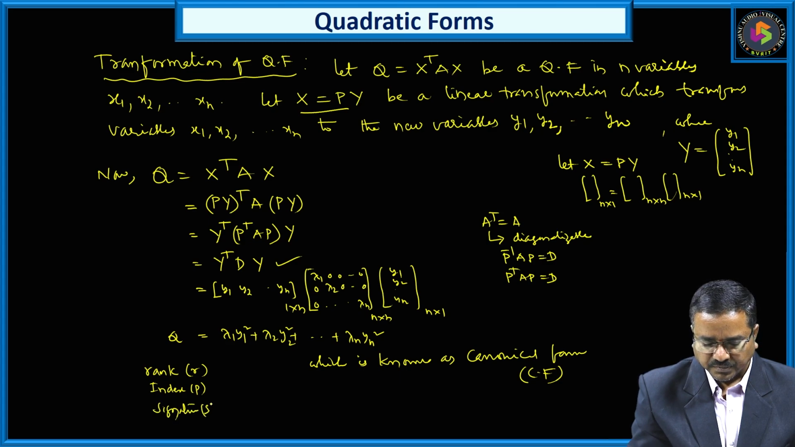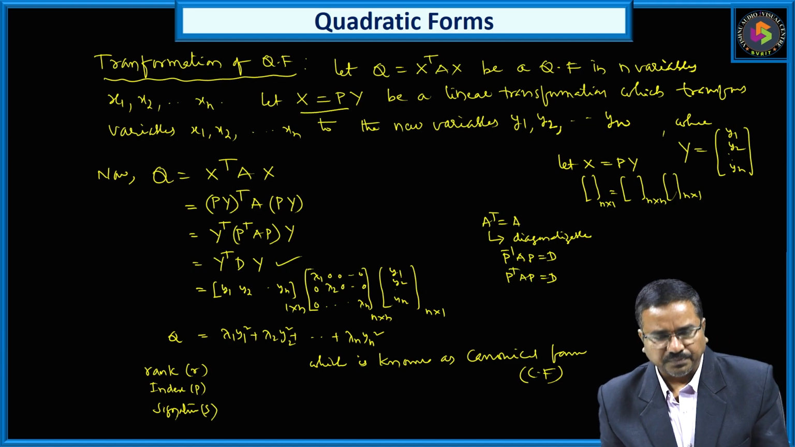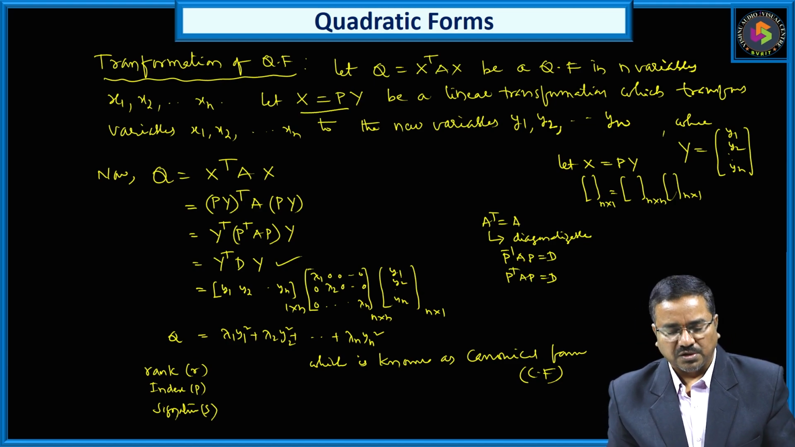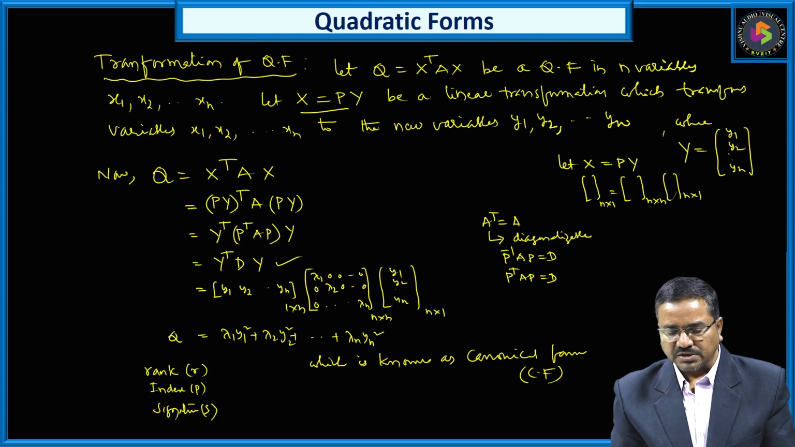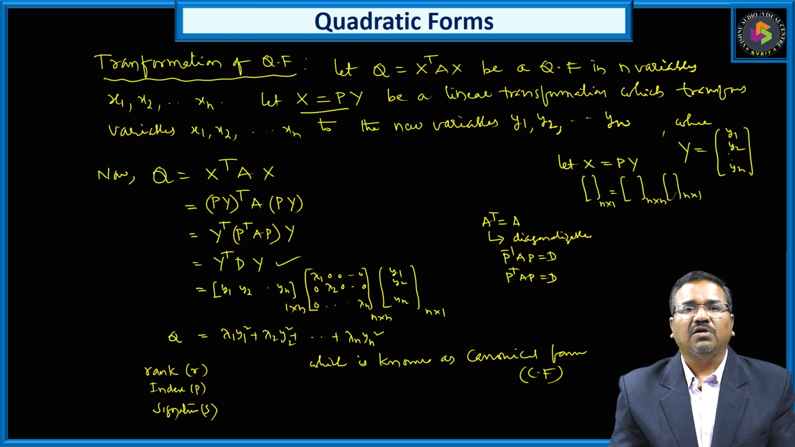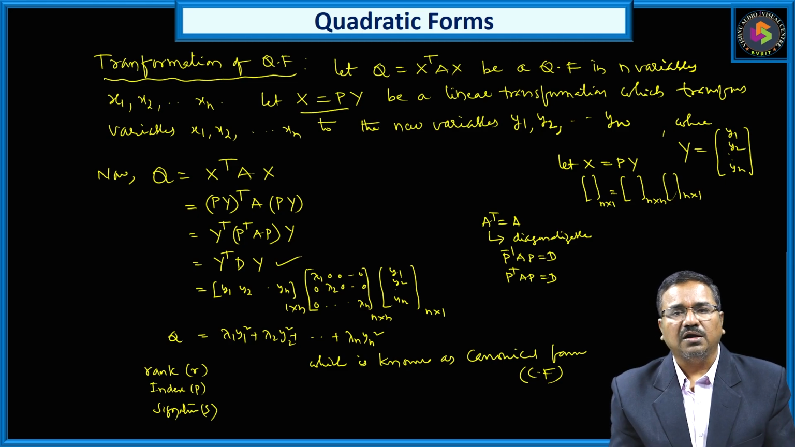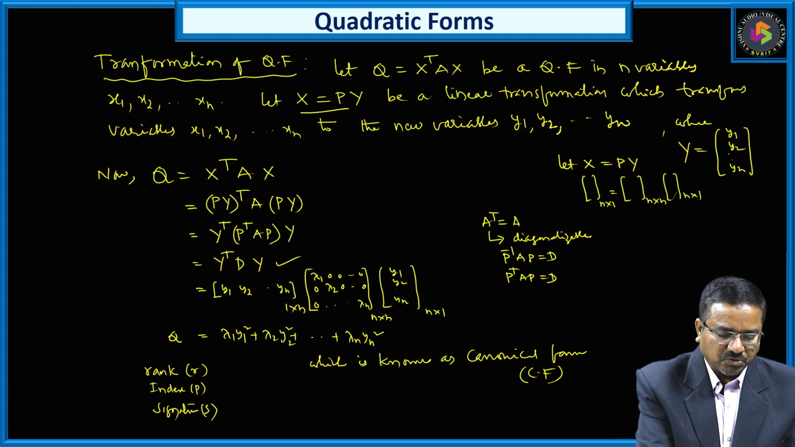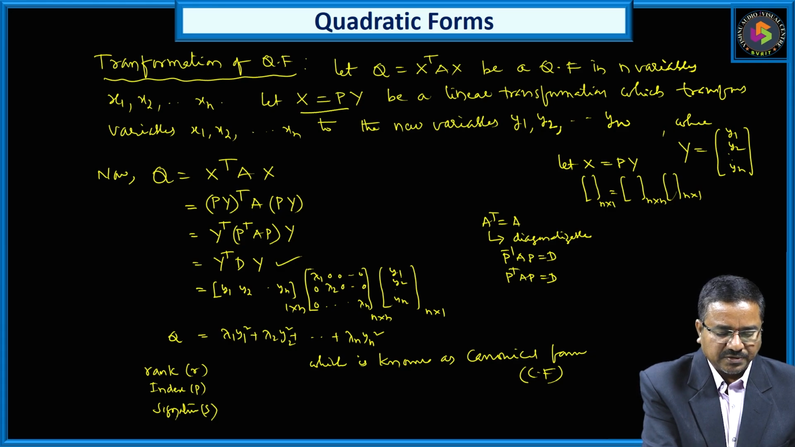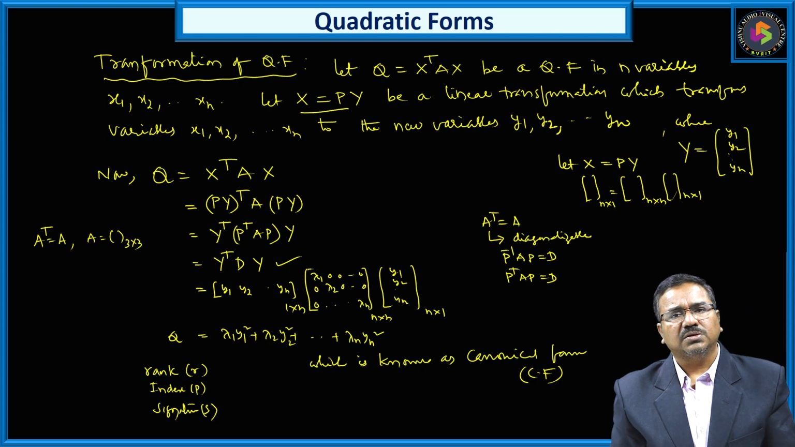If you look carefully, the coefficients of y1 square, y2 square and yn square are nothing but the eigenvalues. So even if you get the eigenvalues, we can easily get the canonical form. For example, suppose A is a 3 by 3 symmetric matrix, a real symmetric matrix of order 3 by 3. Therefore, it is diagonalizable.